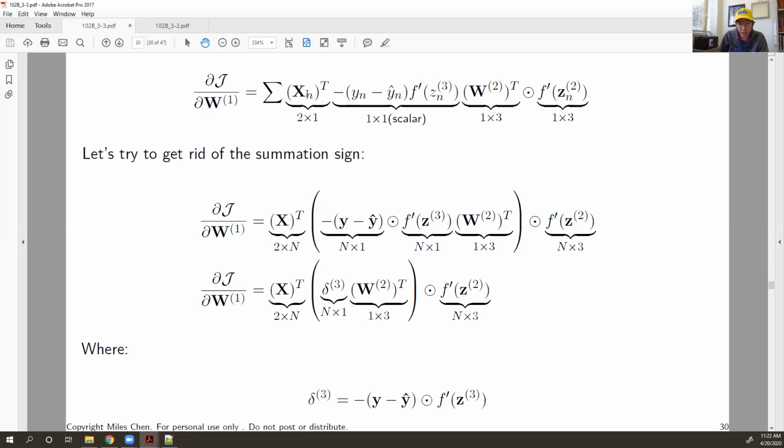Everything that has a subscript n becomes a something by n dimensional, right? So x_n, if I get rid of the subscript, becomes X, which goes from a 2 by 1 to a 2 by n matrix, okay? And then my y's become the matrix Y, which is going to be an n by 1 matrix. So it used to be a scalar, this becomes an n by 1 matrix, and f prime of z becomes an n by 1 matrix as well. So I have to matrix element-wise multiply there.